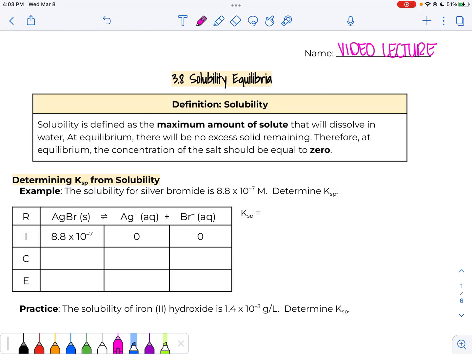Hi everybody. In this video lecture, we are going to talk about solubility equilibria. We've previously learned all about solubility and the factors that affect solubility.